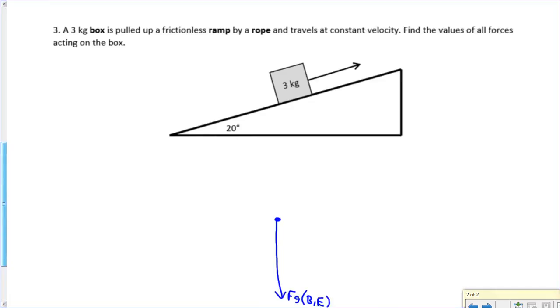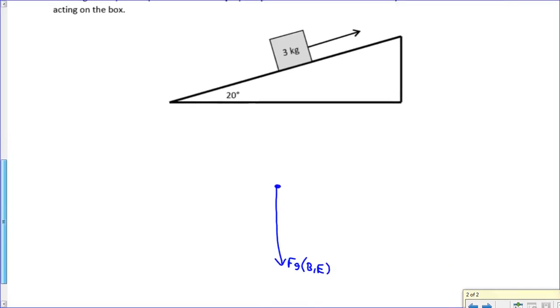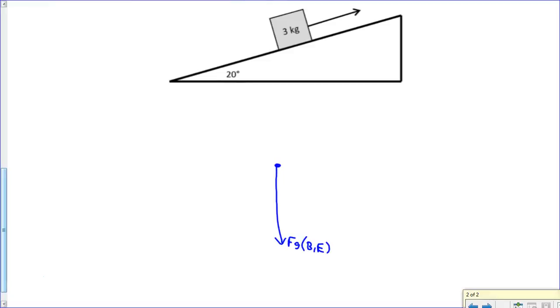And then here I say that it's being pulled up a ramp. All right. So there's a tension force that's going at 20 degrees up the ramp. All right, and so this is Ft on the box by whatever that rope is. Careful here, actually, because there are two R's. There's going to be the rope and the ramp. So I'm going to call this on the box by the rope.